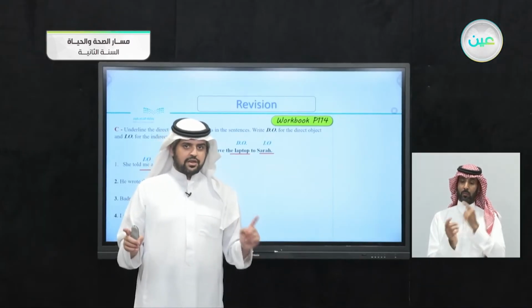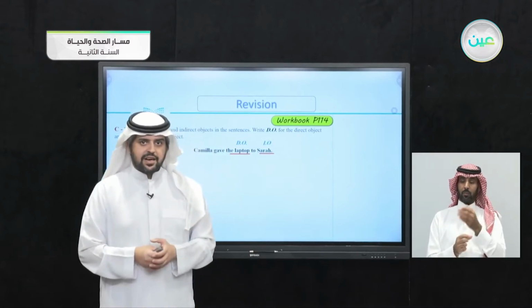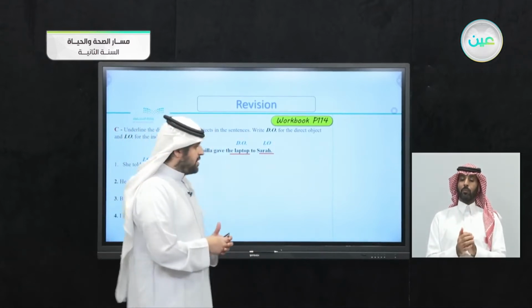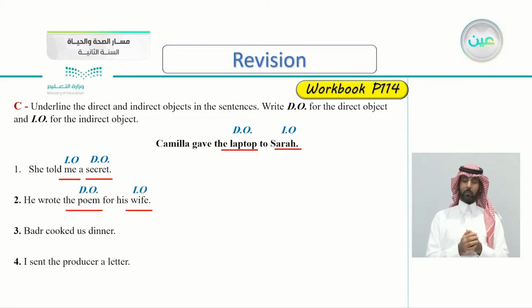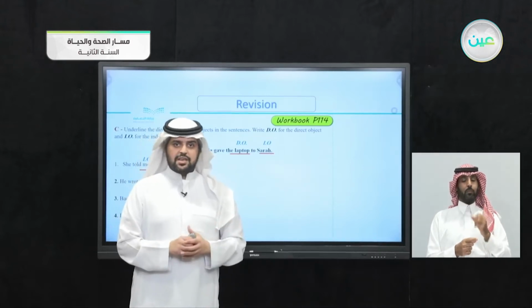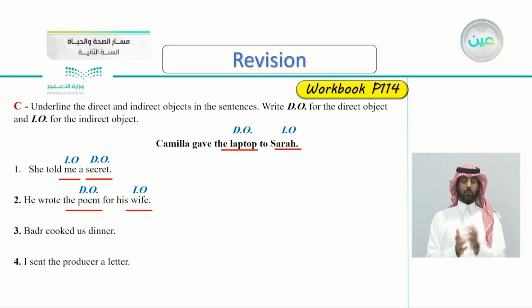We have two objects here, which is direct and which is indirect. Let's check the answer together. The direct object is the poem, and his wife is the indirect object. Number three, Badr cooked us dinner. Again, we have two objects. Let's check it. Us is the indirect, dinner is the direct object.